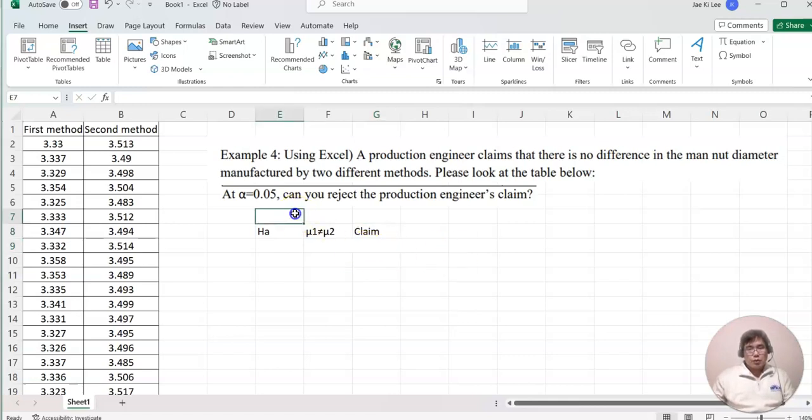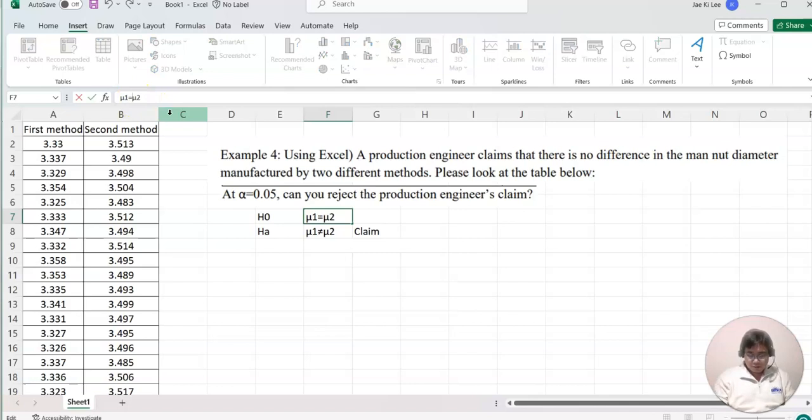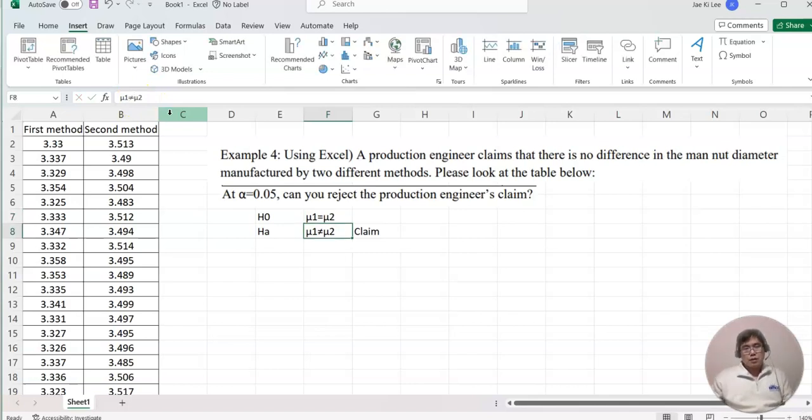And now H0, so just copy this and change it to the equal sign. So that's our claim here, and alpha is 0.05.